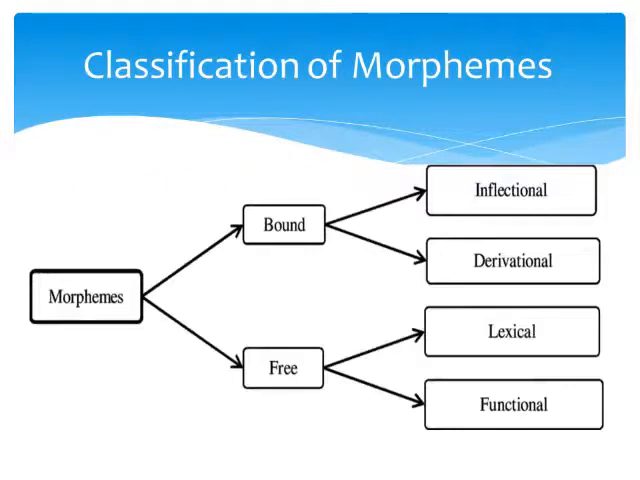Now let's have a look at this slide. This is a very important slide because at a glance you can see the classification of morphemes. Morphemes are mainly divided into two sections, bound morphemes and free morphemes. Again, bound morpheme is divided into two sections, inflectional and derivational, and free morpheme is again divided into two other sections, lexical and functional. So there are four main portions of morphemes that we have found here. Let's go to the next slide.